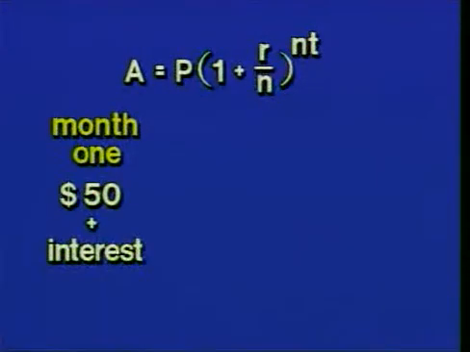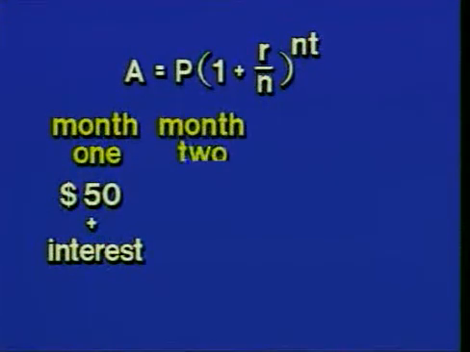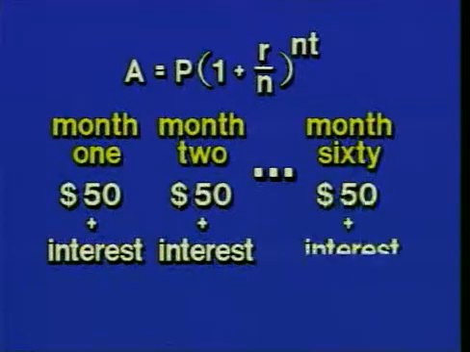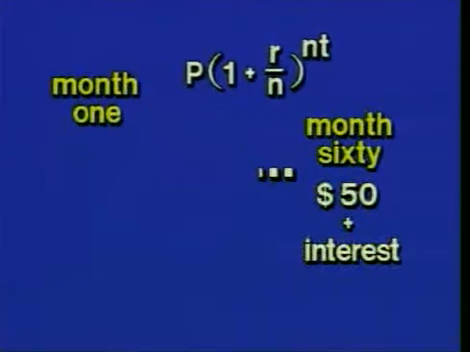In month 1, we have a $50 deposit which earns interest for the entire 60-month period. In month 2, we have a $50 deposit which earns interest for 59 months. And we go all the way down to the last month when we make a $50 deposit, and it earns interest for only 1 month. Let's look at the situation algebraically.